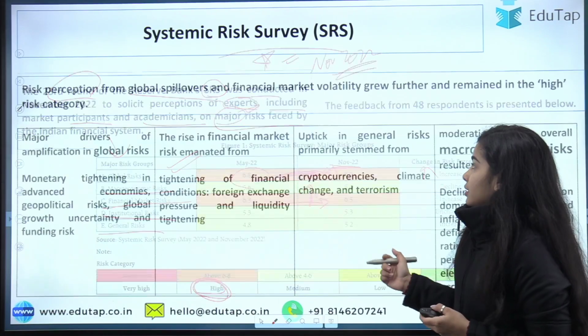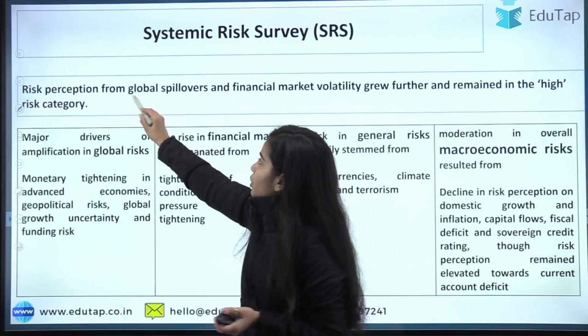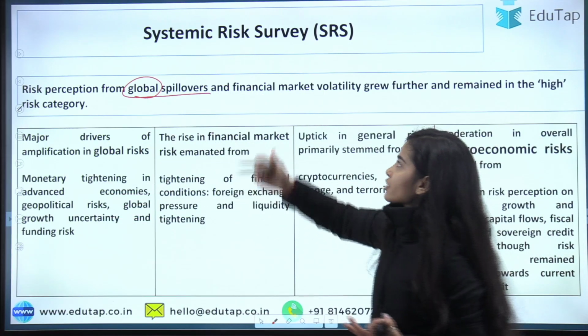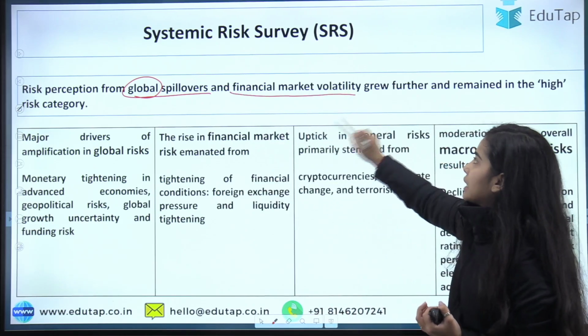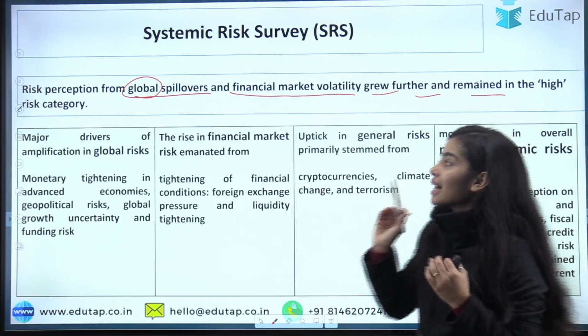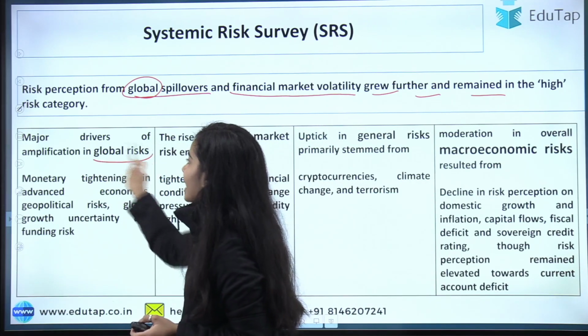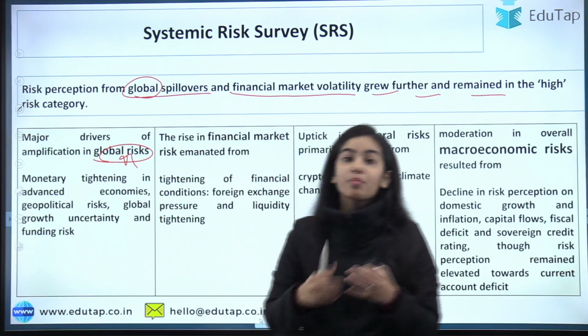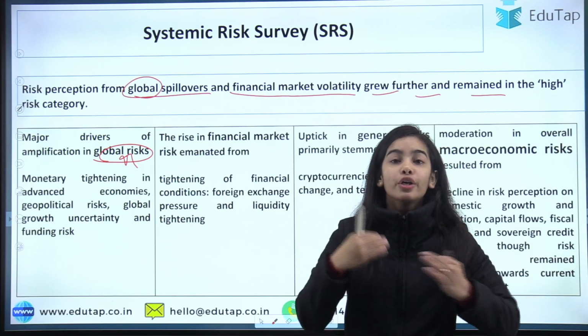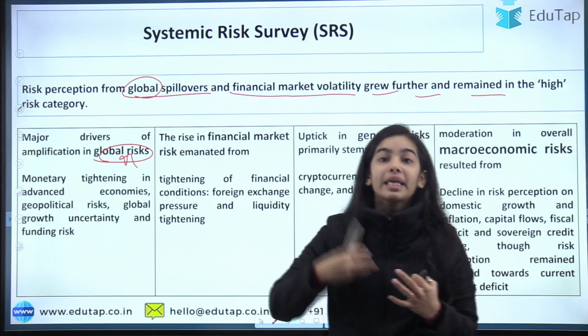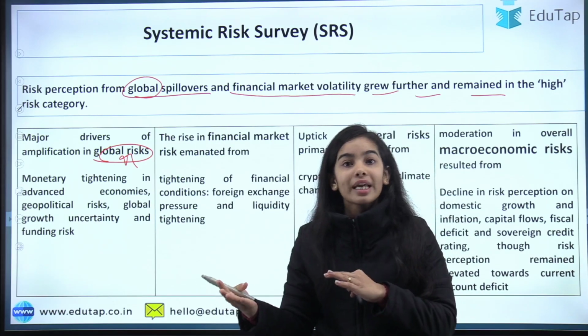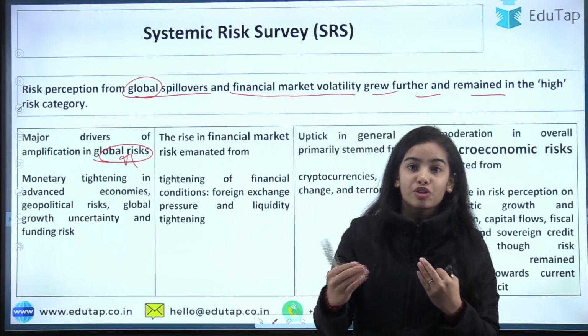Next is the risk perception from global spillovers. Financial market volatility grew further and remained in the high risk category. The major driver of the amplification, why the global risk has increased, is that monetary tightening is happening, due to which capital flows are very high. When the capital flows are very high, there is volatility in the financial market.